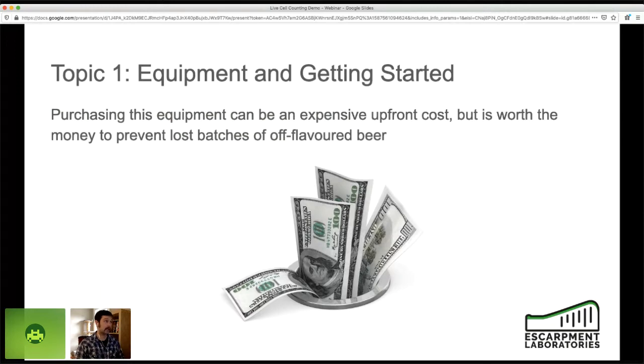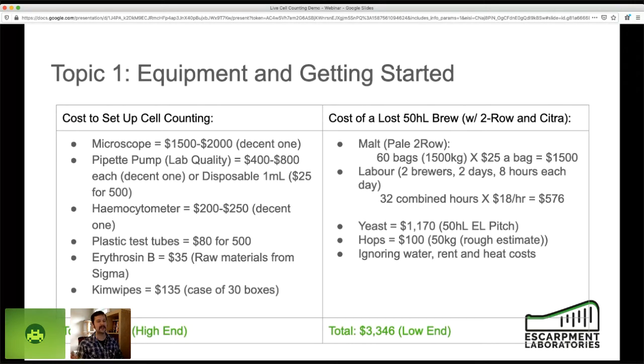So, equipment and getting started. Purchasing equipment can be an expensive upfront cost, but it's worth the money to prevent lost batches due to off-flavored beer. So here's a breakdown we put together a year and a half ago. The cost to set up, and this is a pretty bougie cell counting setup: a really good quality microscope will set you back $1,500 to $2,000. A lab quality pipette pump is $400 to $800 each, or you can get a disposable 1 mil one, or you can get disposable 1 mil pipette tips, $25 for 500.